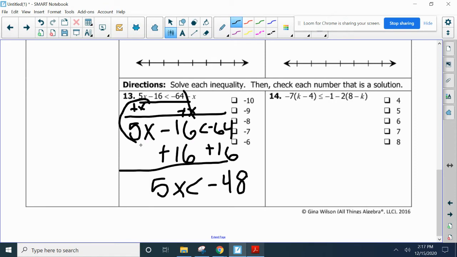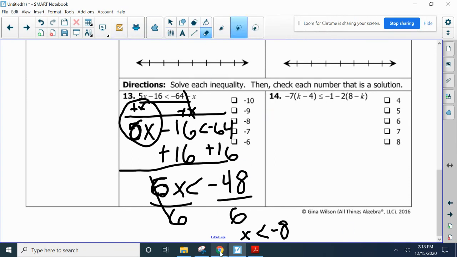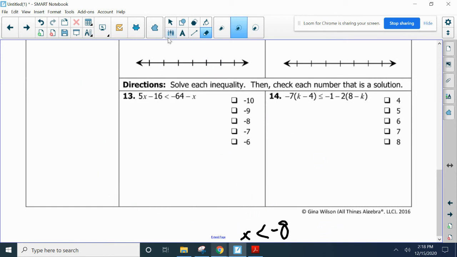And I see what I did wrong. X and 5x, 6x. So 6x is less than negative 48. We're going to go ahead and divide both sides by that 6. And x is going to be all numbers less than negative 8. So I could go through and test every one, or I can determine that x is all the numbers less than -8. Did you get this as your solution?